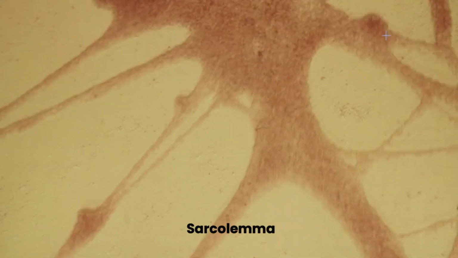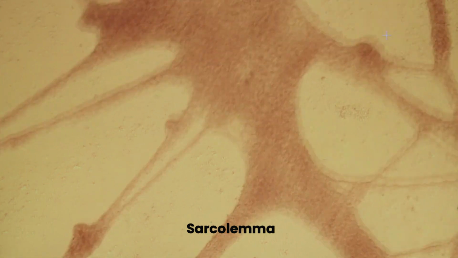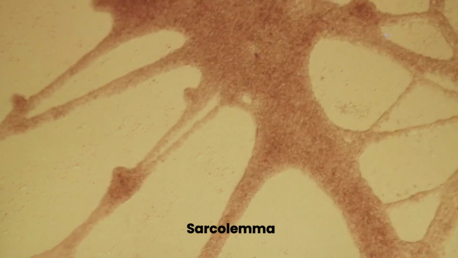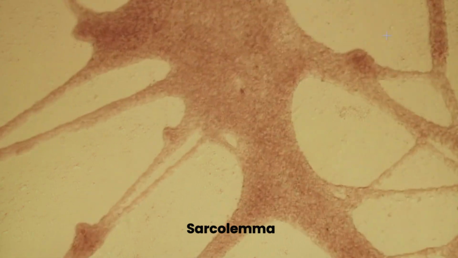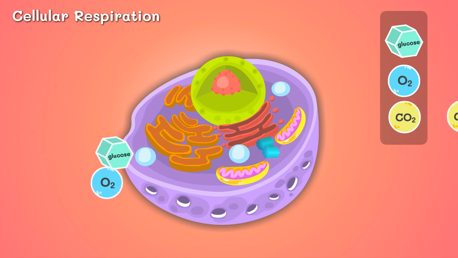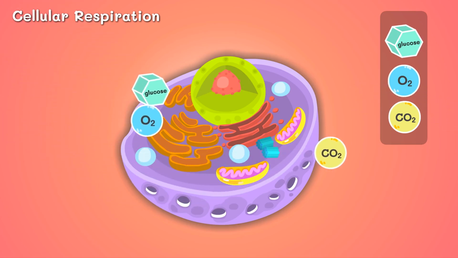Cell membrane, sarcolemma. Similar to other cells, the cell membrane or sarcolemma in muscle cells surrounds the cardiomyocyte, separating its interior from the extracellular environment. It regulates the passage of ions and nutrients in and out of the cell.